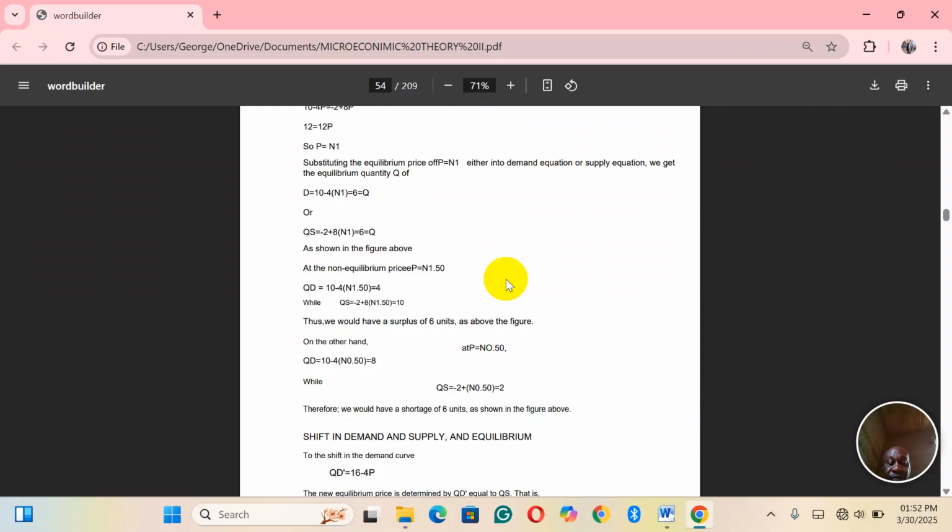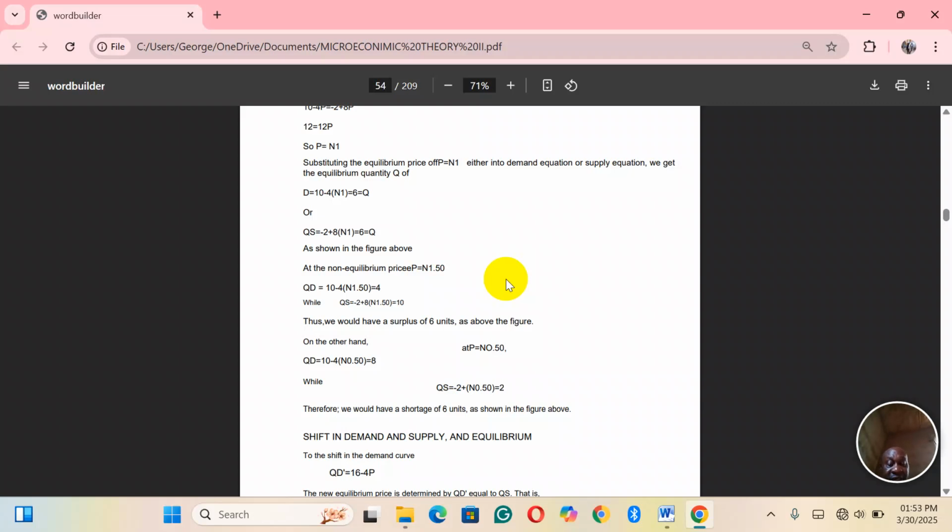On the other hand, at P equals 0.50, quantity demanded equals 10 minus 4 times 0.5, which equals 8, while QS equals minus 2 plus 8 times 0.5, which equals 2. Therefore, we would have a shortage of 6 units, as shown in the figure above.